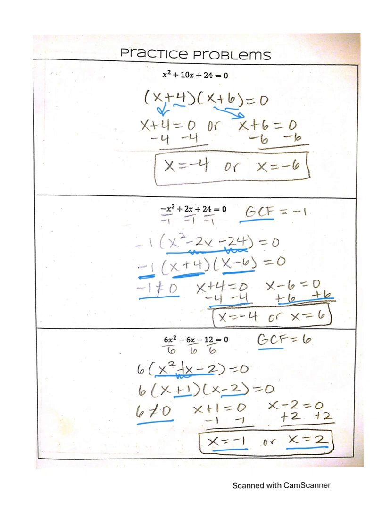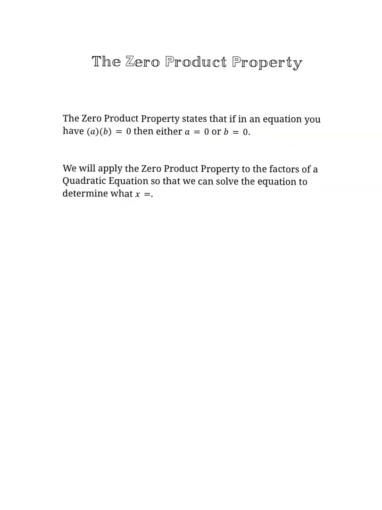Okay, we are now going to go through the remainder of the examples in your yellow booklet, so please turn the page. I just want to remind you that we're using the zero product property to solve, and that says that if you have the statement a times b equals 0, then either a could equal 0 or b could equal 0. So either of our factors could be equal to 0.